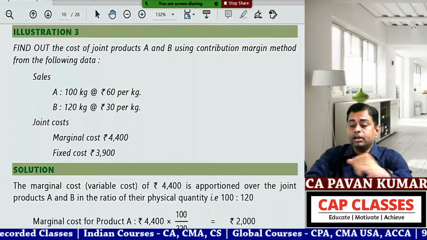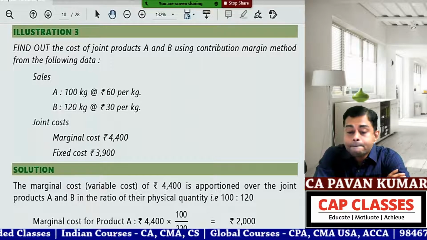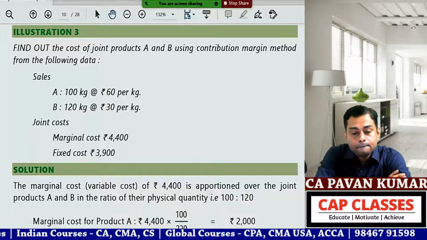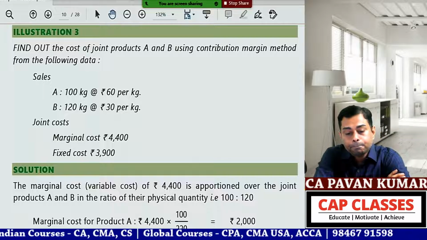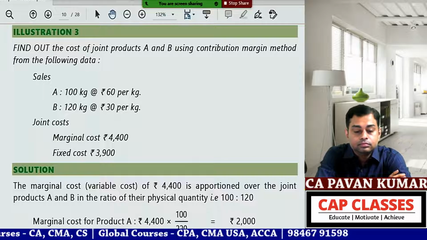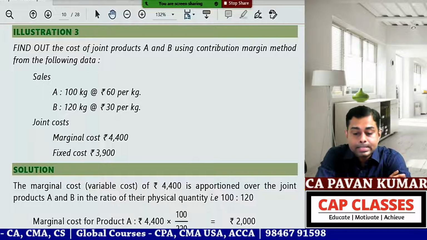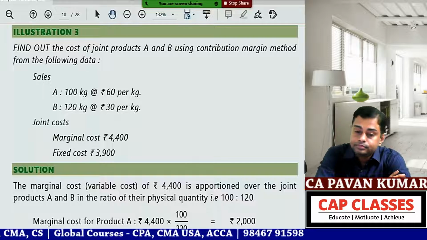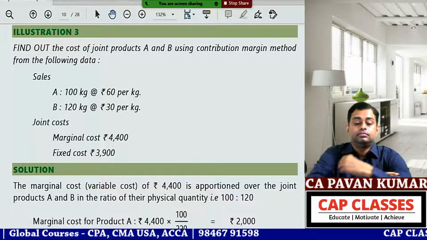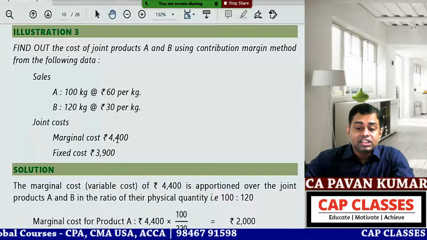Can you read this question, ma? Yes, sir. Find out the cost of joint products A and B using contribution margin method from the following data. Sales: A 100 kgs at the rate of 60 per kg, B 120 kgs at the rate of 30 per kg. Joint cost: marginal cost rupees 4,400, fixed cost rupees 3,900. Marginal cost is nothing but variable cost.